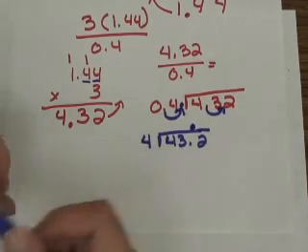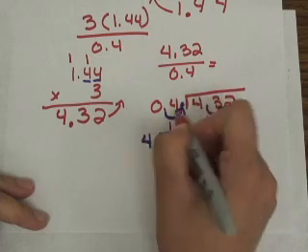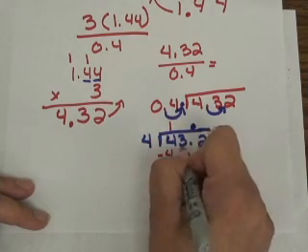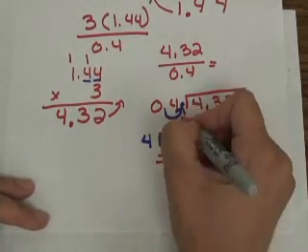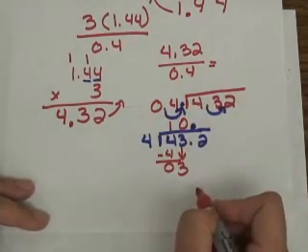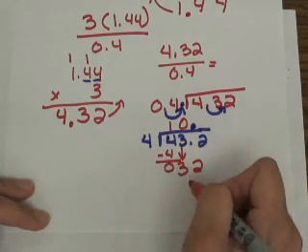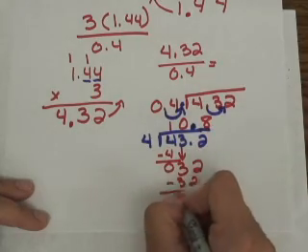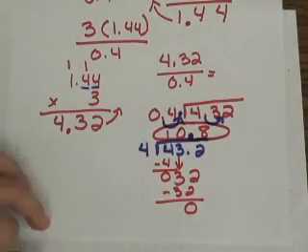4 goes into 4 one time, so I'm going to put a 1 here. 1 times 4 is 4, so that's what I subtract. I get a 0, bring down the 3. 4 cannot go into 3, so I'm going to put a 0 here in that place, and then I'm going to bring down the 2. 4 can go into 32 8 times. 8 times 4 is 32, which gives us a remainder of 0. So my final answer is 10 8/10.